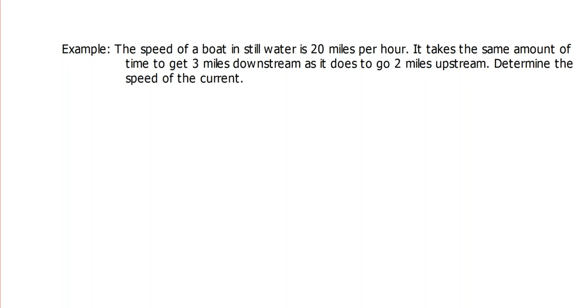So in this case, we're going to look at a boat. We know that in still water, which means having no current, so the boat's not being pushed in either direction by the current, it can go 20 miles per hour. It takes the same amount of time to get 3 miles down the stream as it does to go 2 miles upstream. Determine the speed of the current.